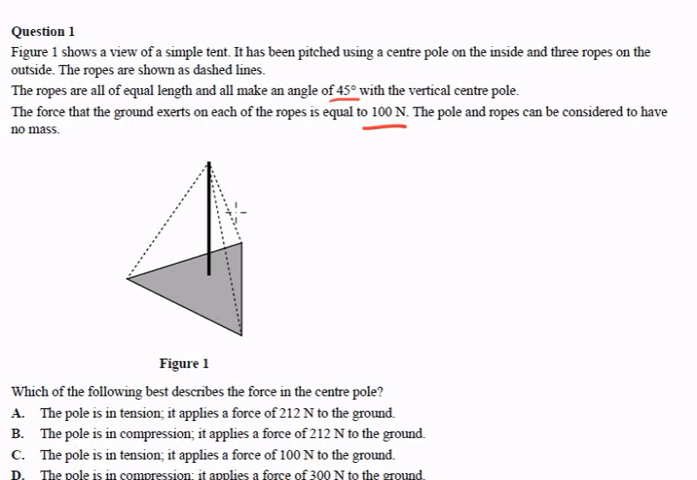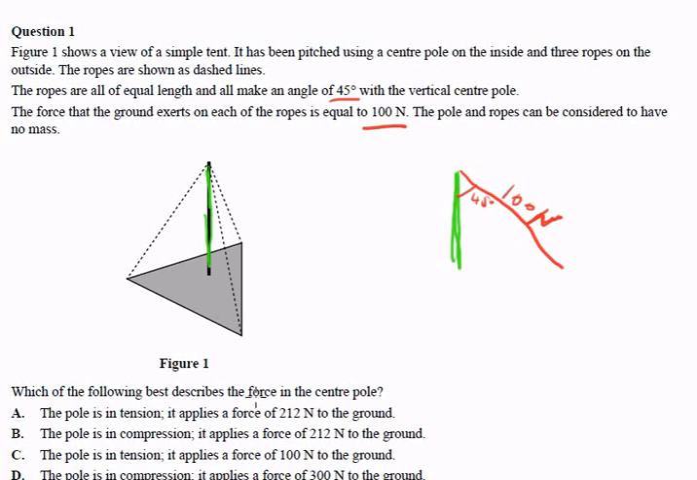Now, because none of this is moving, that means if the ground exerts 100 newtons onto the rope, the rope then exerts 100 newtons onto the pole here. So if I was to draw the pole, let's draw the pole green. This is the pole here. I'm going to draw another diagram just so you know. There's the pole, and then our rope is red, and that has 100 newtons tension in it. And it's 45 degrees here.